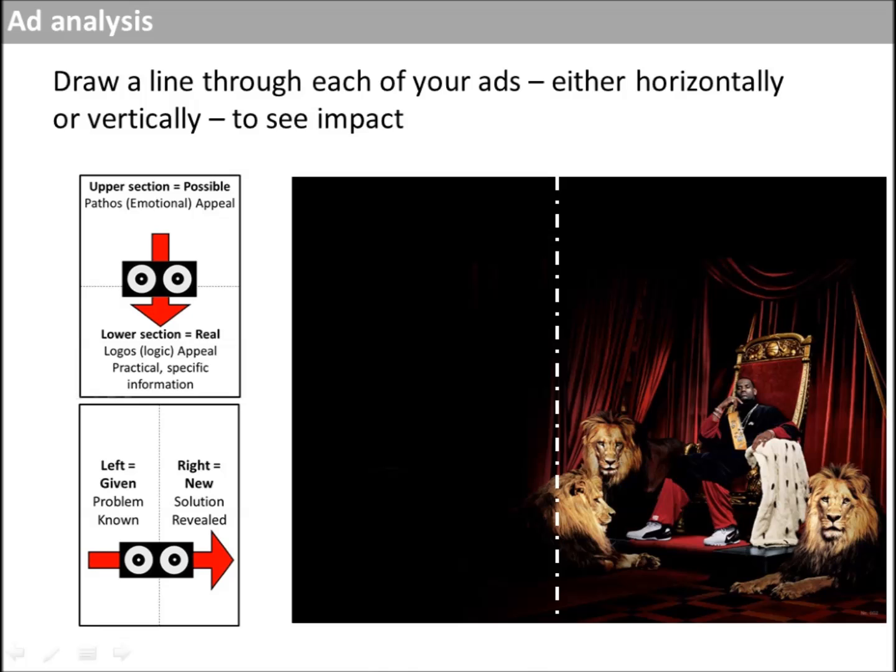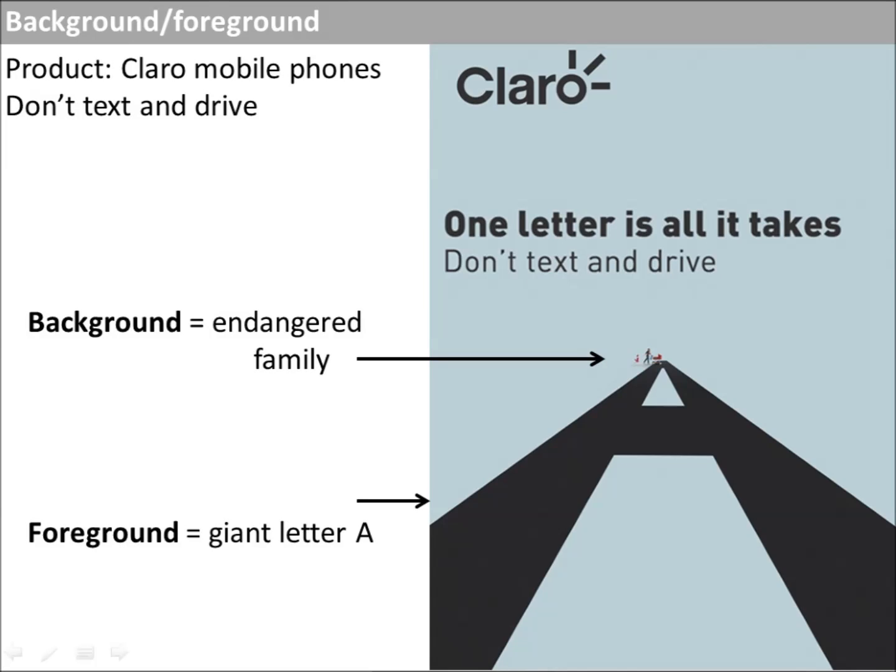Now let's look at a different common tool that advertisers use, and that is a separation between background and foreground. They kind of use the three-dimensional aspect of the ad, the fact that it can have depth, to bring certain things to your attention and hold other things at a distance.